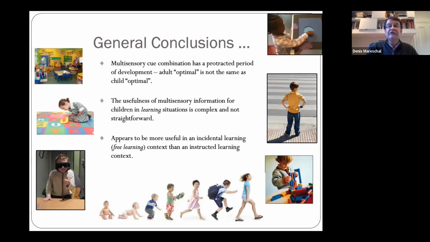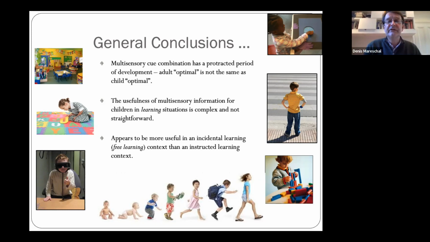Okay, and so general conclusions from the whole thing. What can we take away from this? Multisensory cue combination, the use of information from different cues, has a very protracted period of development. As I've said, adult optimal use of this information is not the same as child optimal use. So be careful when talking about optimal information seeking or optimal information use. The usefulness of multisensory information from different sensory streams for children in learning situations is complex and not straightforward. Sometimes it helps, sometimes it can actually hinder, as we saw with some 10-year-olds. But the multisensory information appears to be more useful in incidental learning or free learning contexts, where the child is able to explore the environment more than in an instructed learning context.